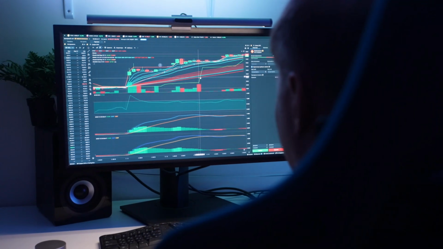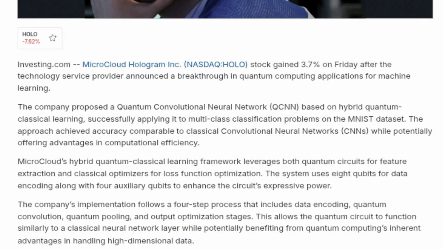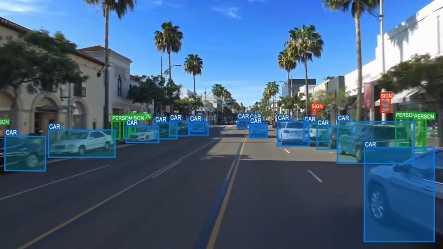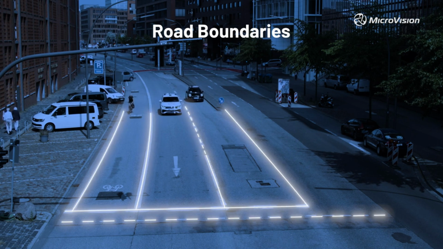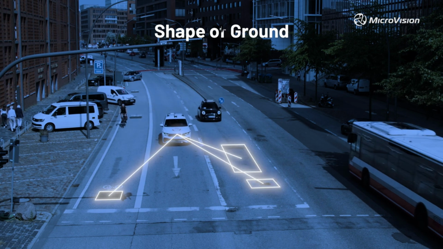The company's most impressive breakthrough to date is its proposed quantum convolutional neural network, or QCNN. Unlike classical CNNs that rely on massive GPU clusters, Microcloud's QCNN uses both quantum circuits and classical machine learning optimizers to filter and classify data. The model uses 8 qubits for encoding input data and 4 auxiliary qubits that help expand the circuit's expressive power. This gives the system the capability to represent more complex features without needing exponentially more hardware resources.